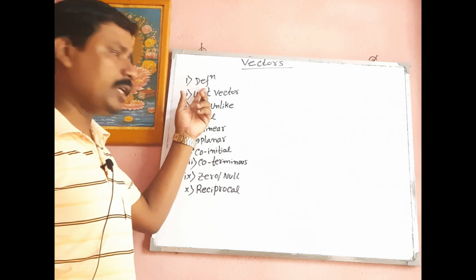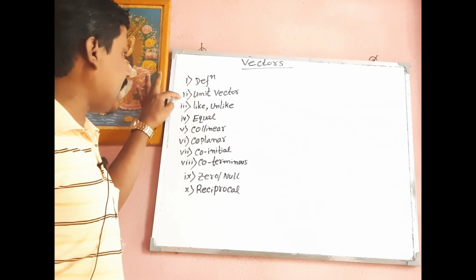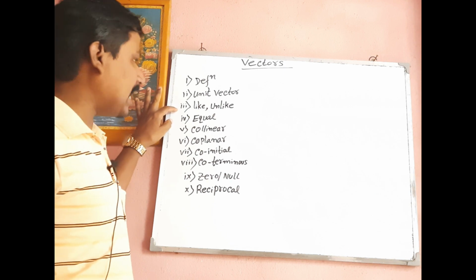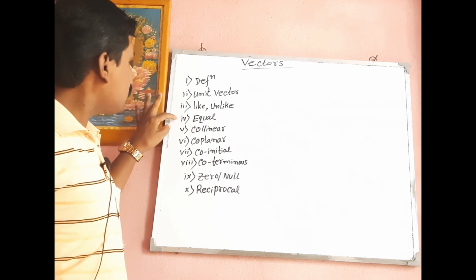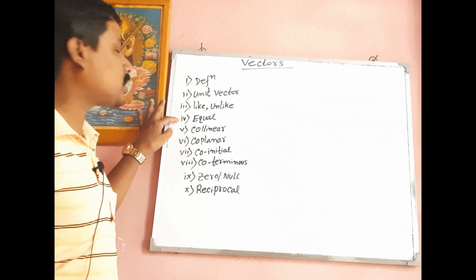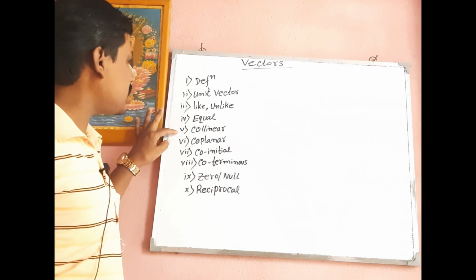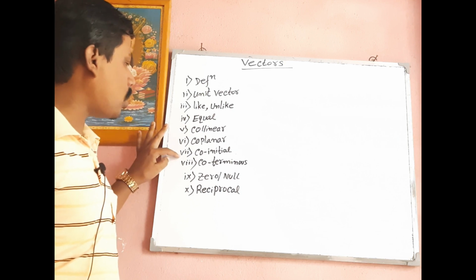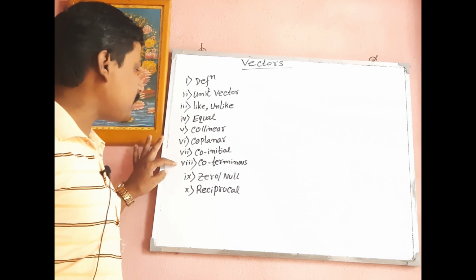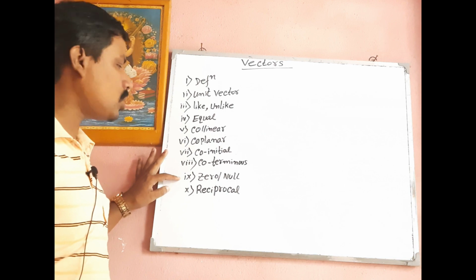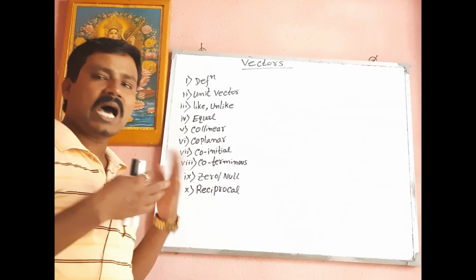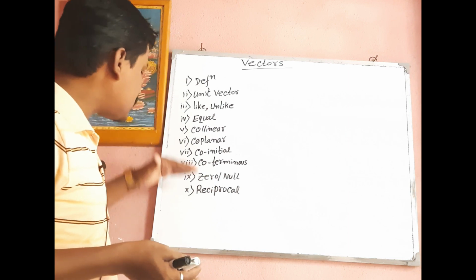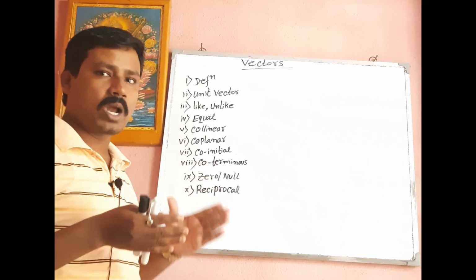we are discussing the definitions, then we are discussing the unit vector, after that we are discussing the like and unlike vector, then we are discussing the equal vector, after that we are discussing collinear vector, then coplanar vector, then co-initial vector, then co-terminus vector, then zero vector or null vector, and the last we are discussing the reciprocal vector. So in these 10 parts we are discussing today one by one.